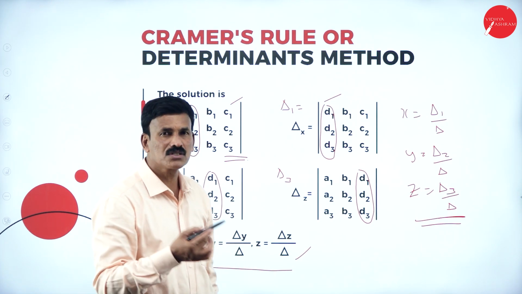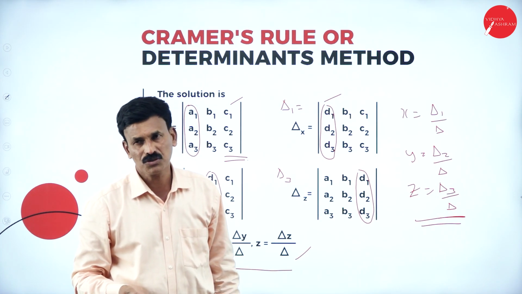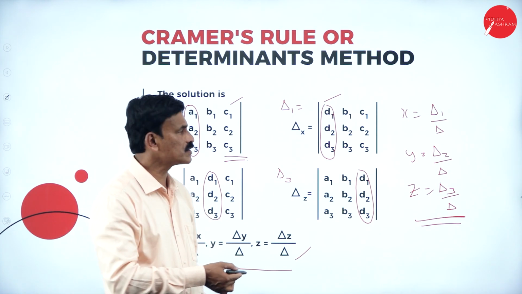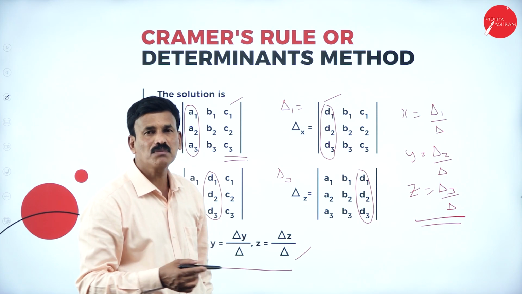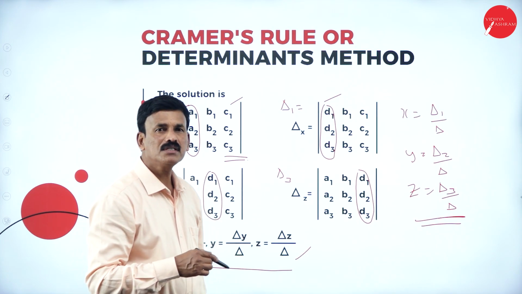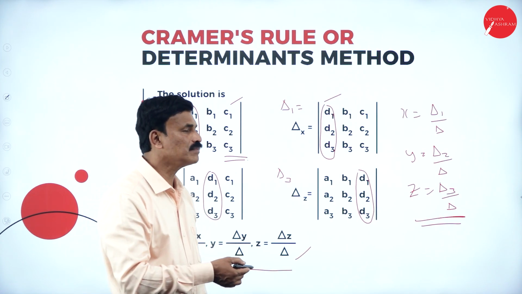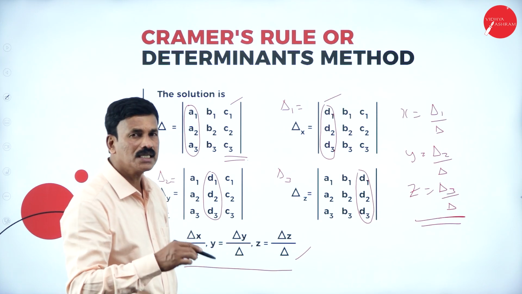Just find out x is equal to delta 1 by delta, y is equal to delta 2 by delta, and z is equal to delta 3 divided by delta. These values will give the solutions for this simultaneous equation. This method is called solving an equation by Cramer's rule, or it is also called the determinant method. Now you got an idea. Now let us take an example.